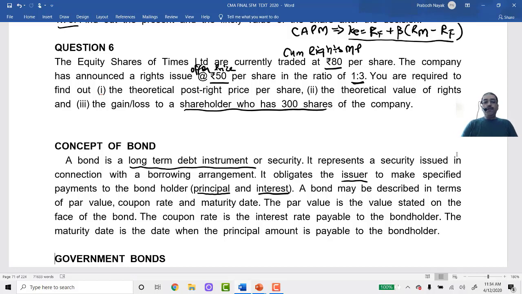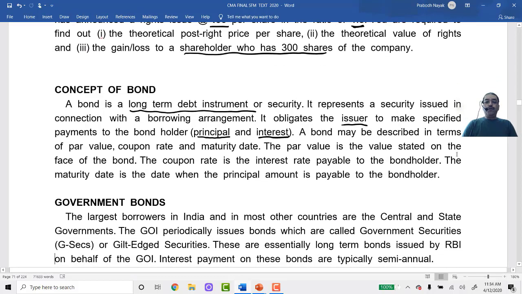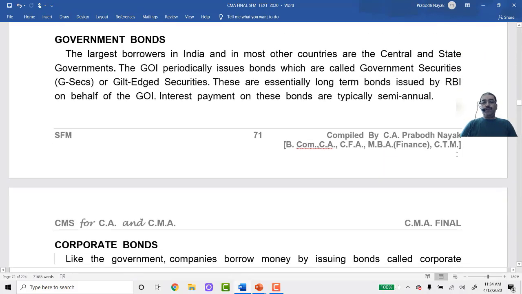Now we can have bonds of different types. So what are the different types of bonds? First of all, we'll talk about government bonds. Government takes loan from the public in the form of bonds, what we call gilt-edged securities.